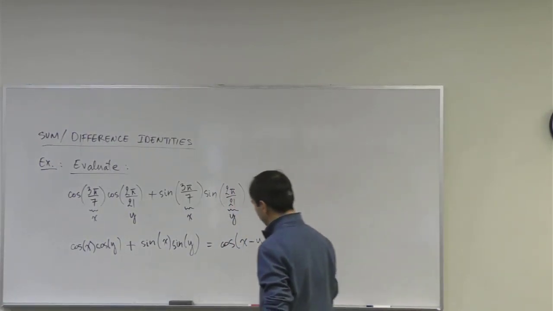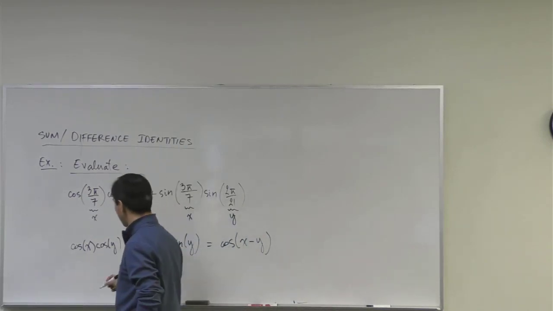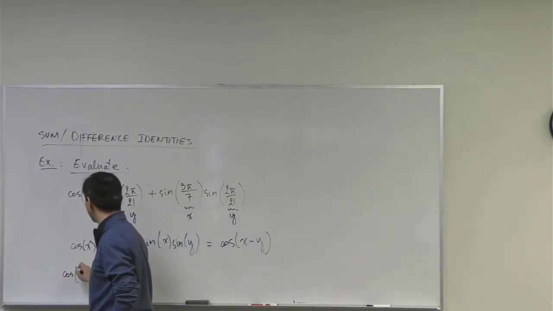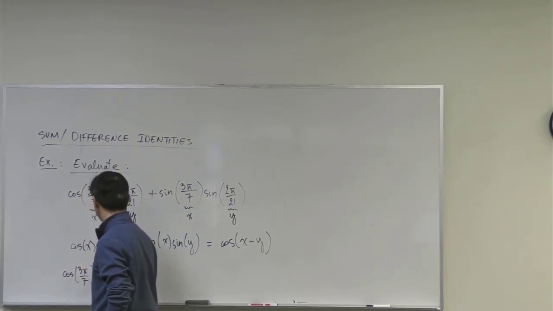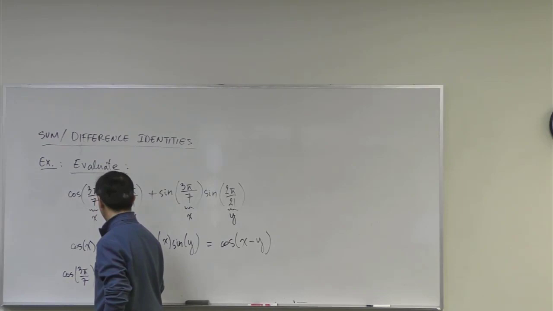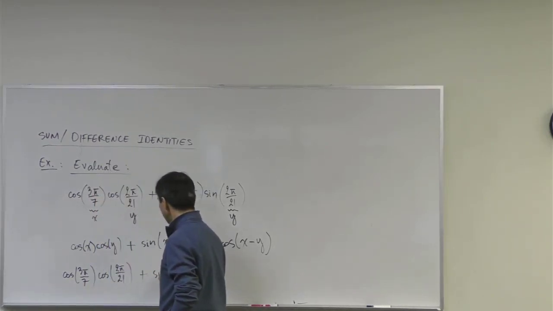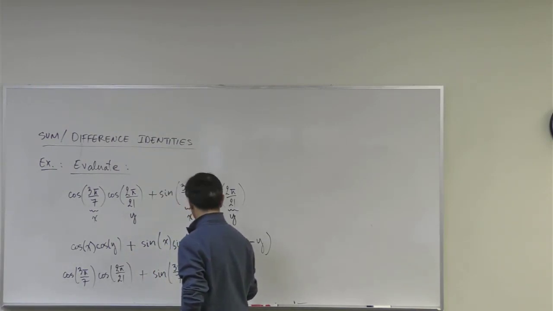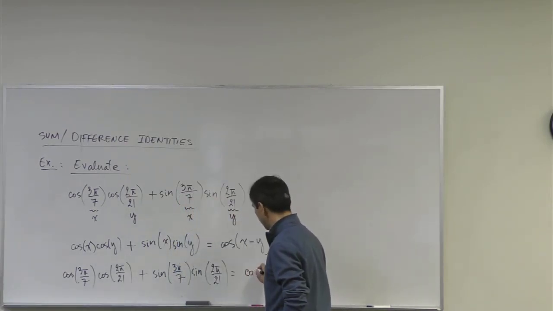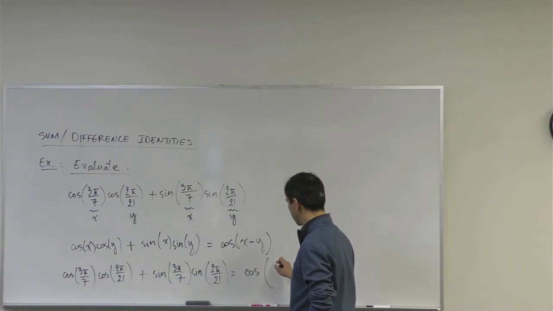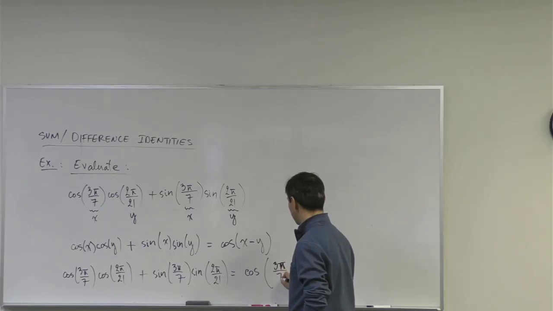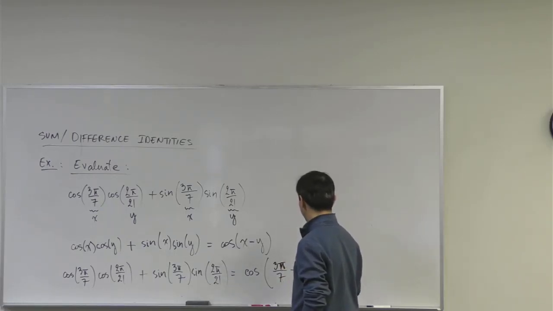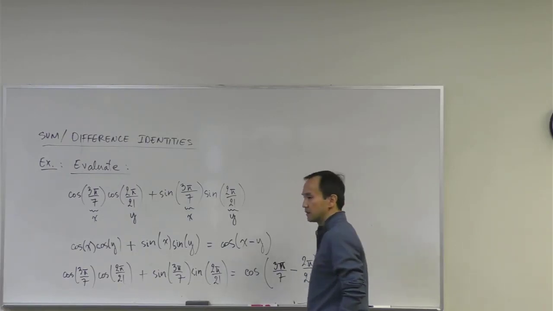And so now, after this scratch work, after this thought process, we can formally write it like this. So cosine of 3π/7 times cosine of 2π/21, like that, plus sine of 3π/7 times sine of 2π/21. That is the same as cosine of, so the first angle here is x minus y, right? So 3π/7 subtract 2π over 21. You guys agree on that still?